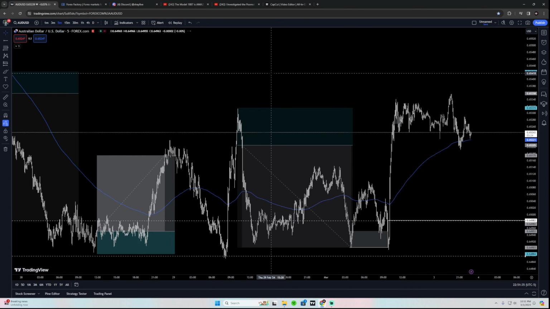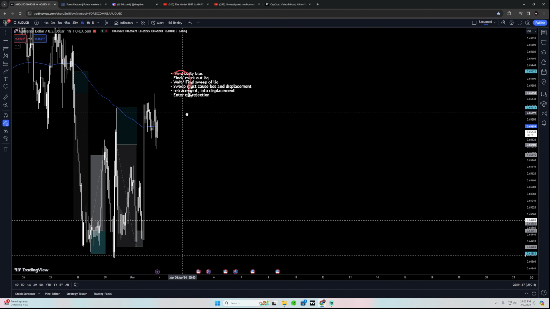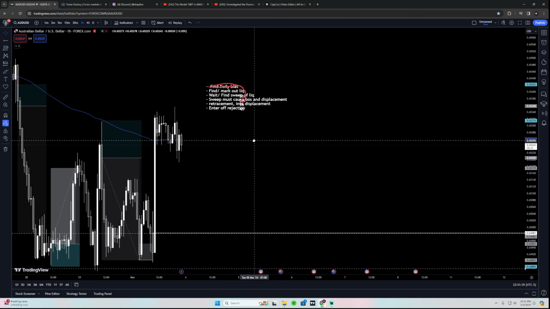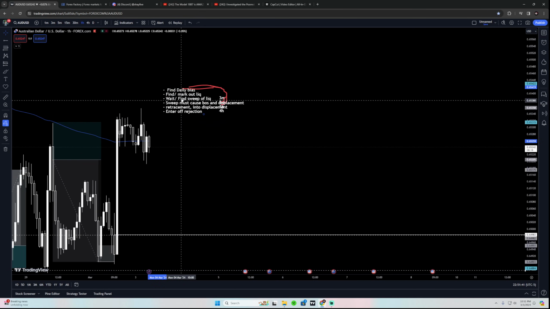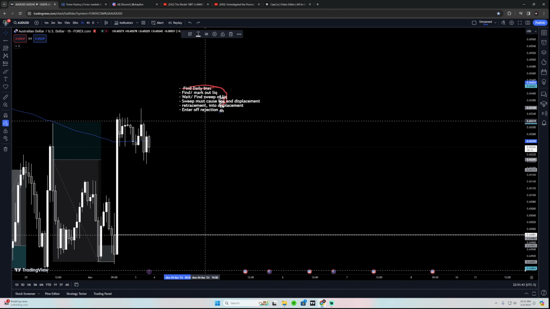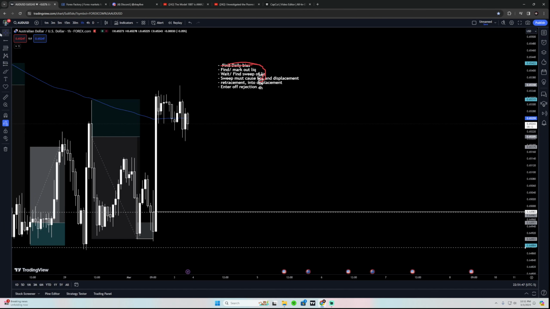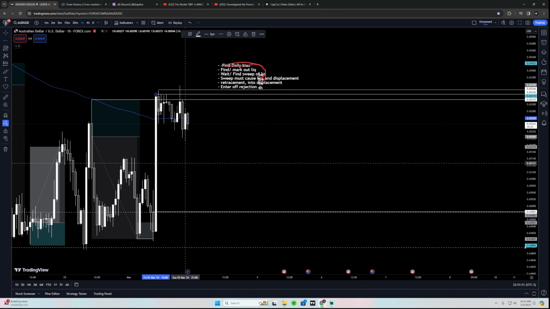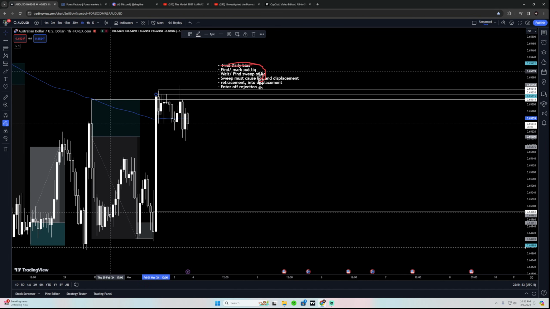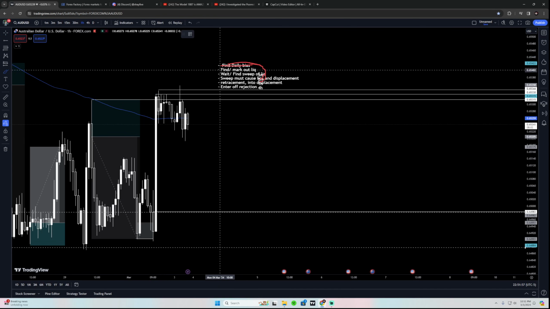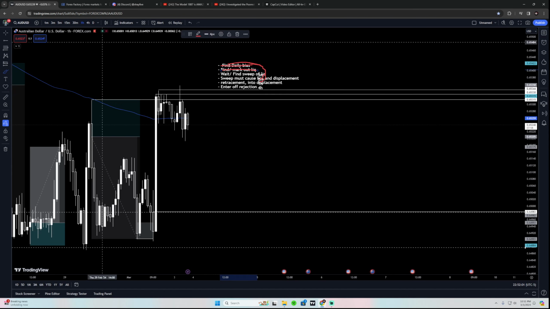Second step, go on the 1-hour, mark out your liquidity. I recommend doing this on the 1-hour time frame. See liquidity right here. You marked it out. Liquidity's highs and lows, by the way. It's high time frame highs and lows, pretty much.